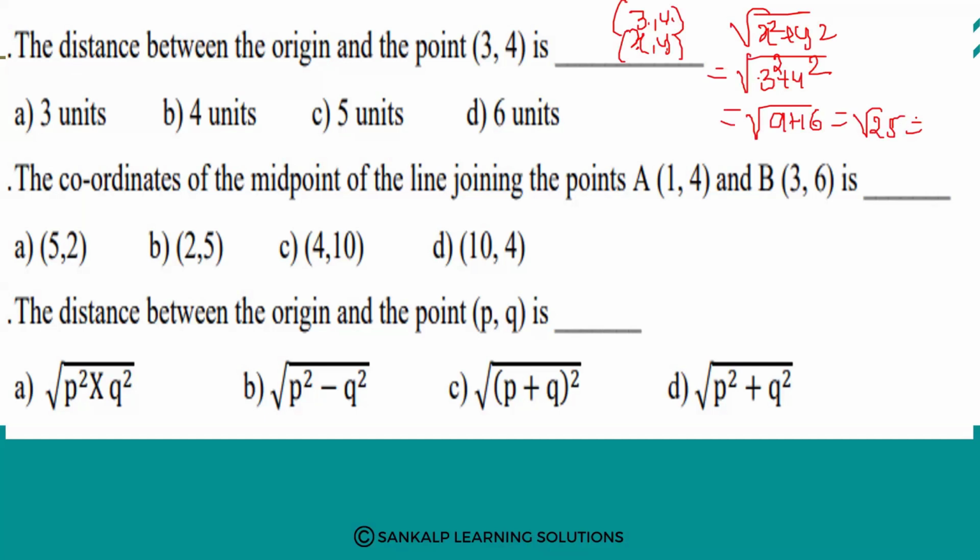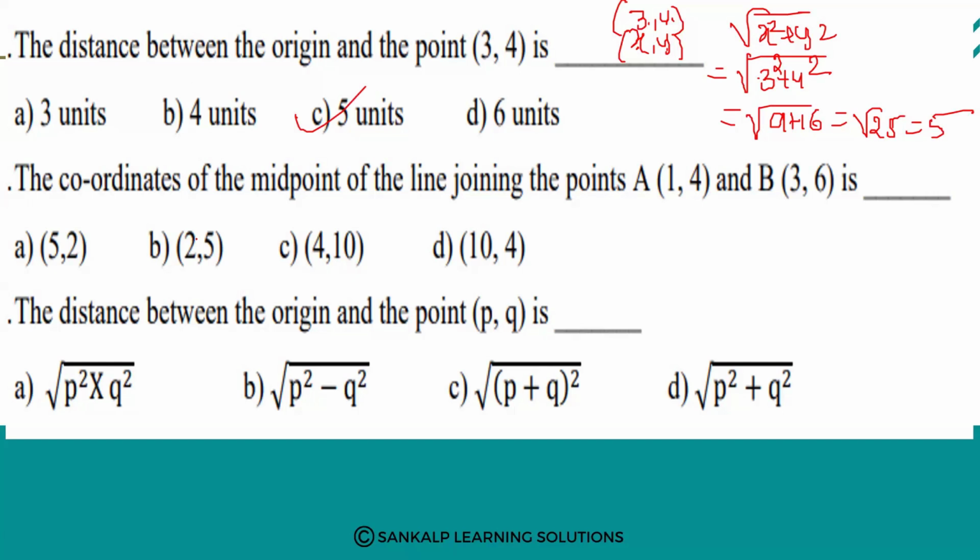25 is a perfect square number. If you take the square root, 5 units is right answer. So 25 is a perfect square number. If you take that perfect square number out of the root, what you will get is 5 units, right?